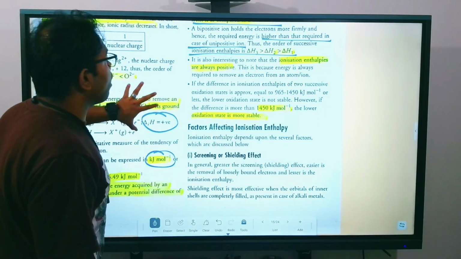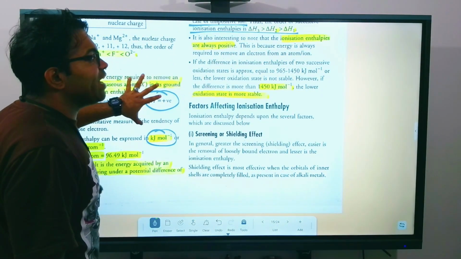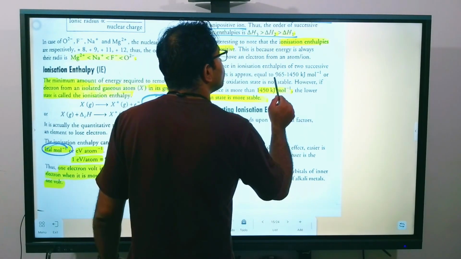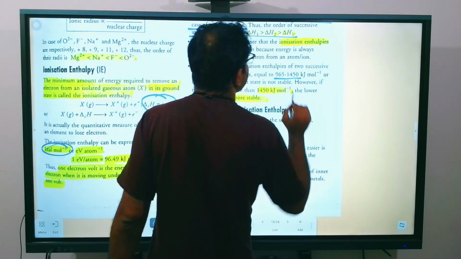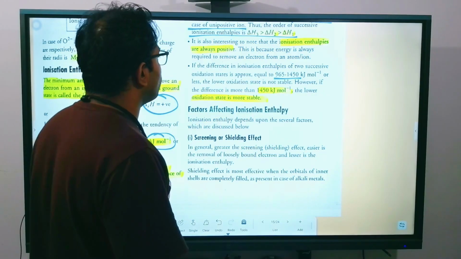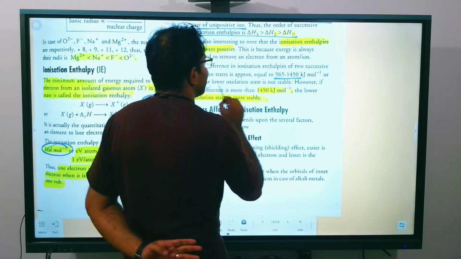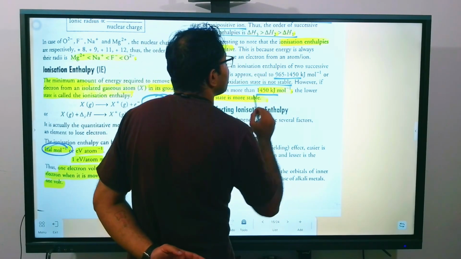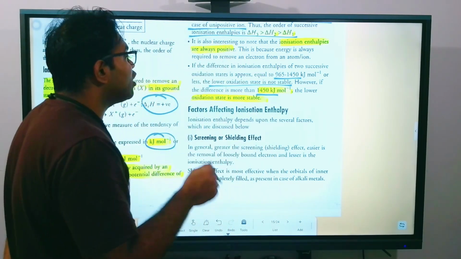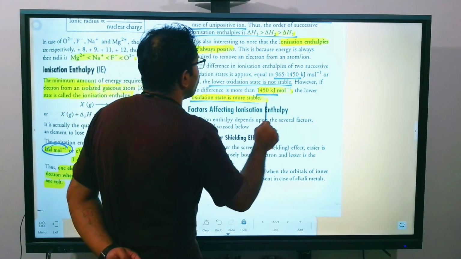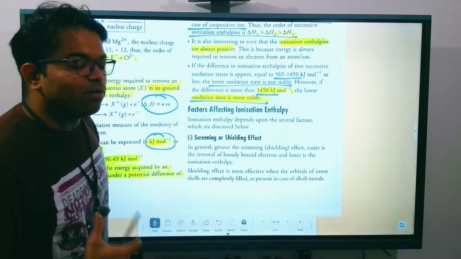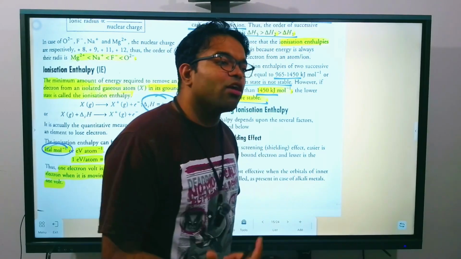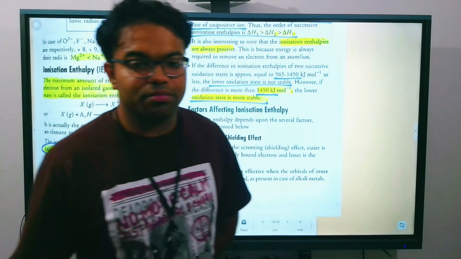Okay, let's move on. Now, if the difference in ionization enthalpy of two successive oxidation states is equal to 965 to 1450 kilojoules per mole or less, the oxidation state is not stable. However, if the difference is more than 1450 kilojoules per mole, the lower oxidation state is more stable. So basically, what is the higher oxidation state and the lower oxidation state?